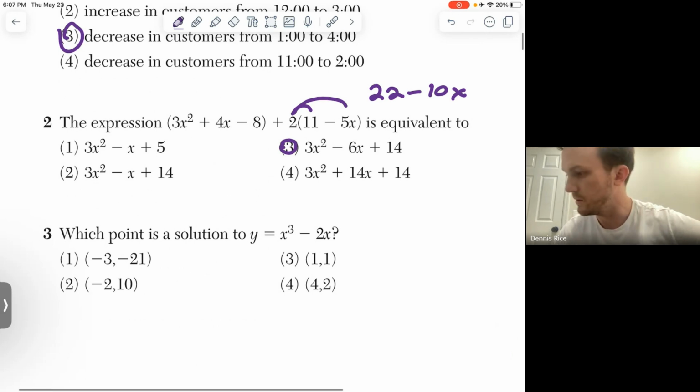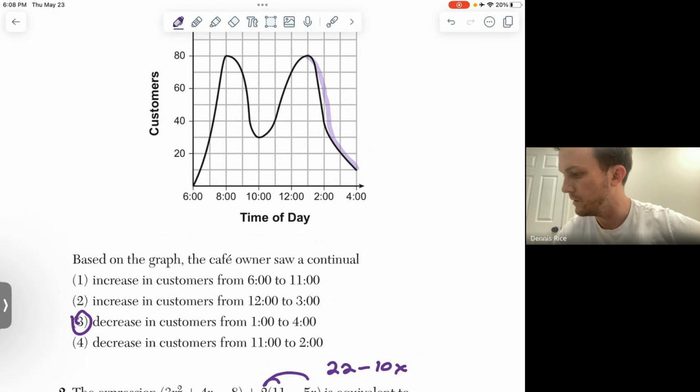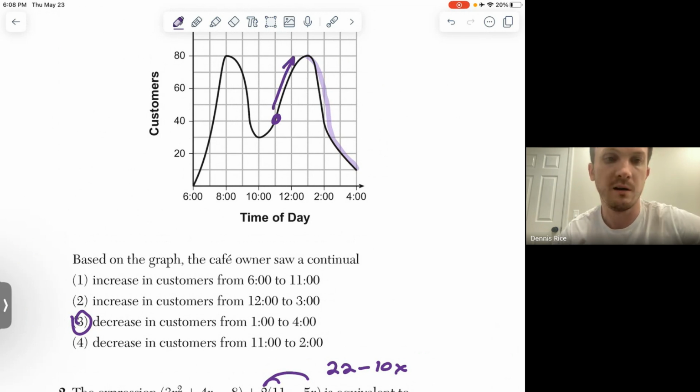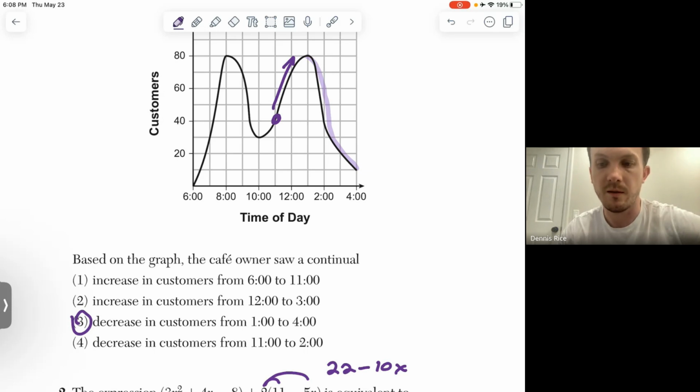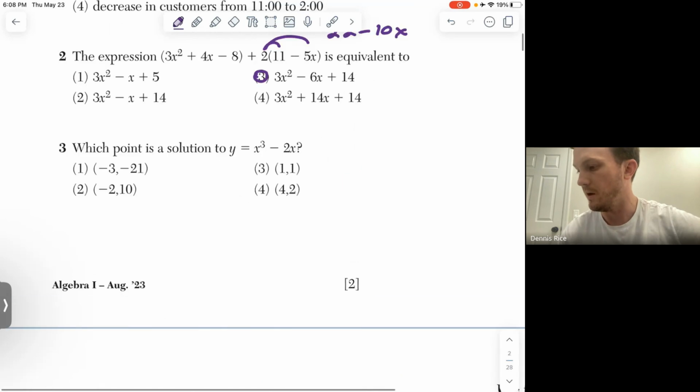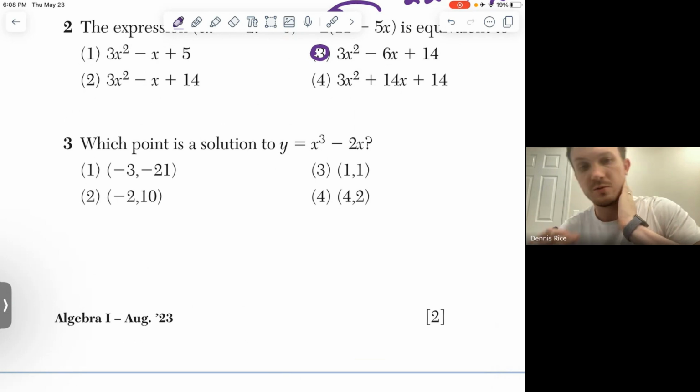Isn't number 1 choice 4? No, because 11 o'clock is right here. It's increasing at 11 o'clock. Increasing, decreasing, just like positive versus negative slope, rate of change, slope. Yep, good question.